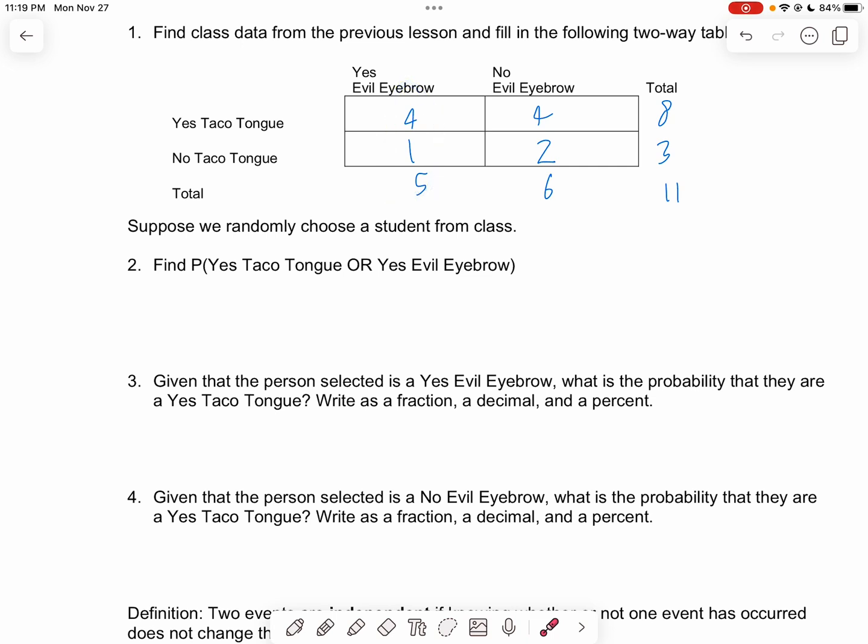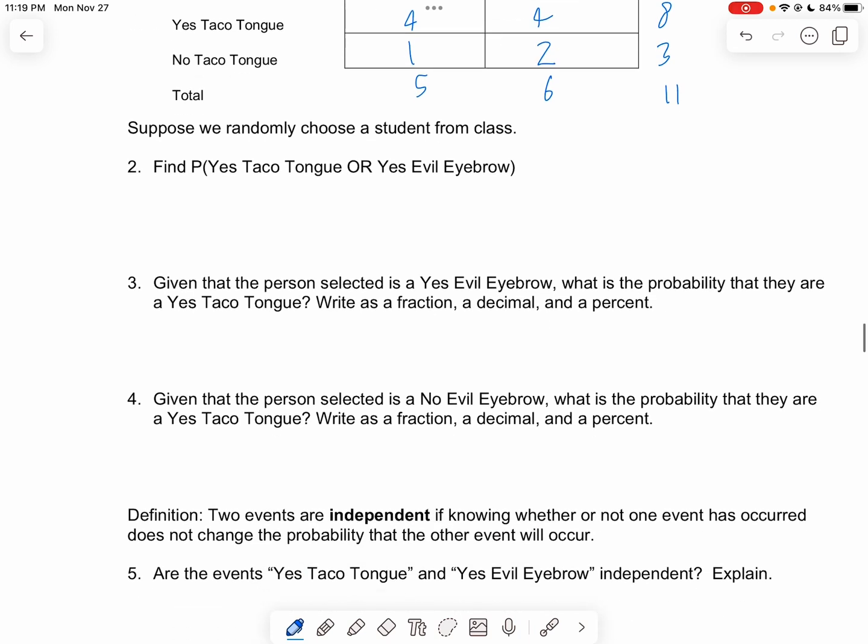And then we're going to look at the probability of that. So this is our first conditional probability. We would write it like this. The probability that somebody is a yes, taco tongue, given, and this given is actually just a bar, given that they are a yes, evil eyebrow. All right, so what's the probability that they're a yes, taco tongue, given that they're a yes, evil eyebrow?